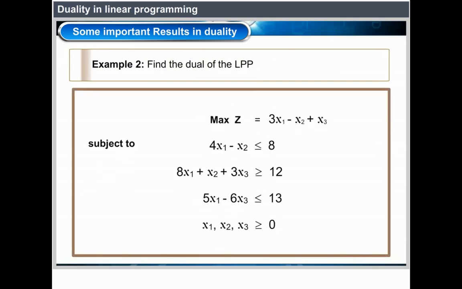Maximize z equal to 3x1 minus x2 plus x3 subject to 4x1 minus x2 less than or equal to 8, 8x1 plus x2 plus 3x3 greater than or equal to 12, 5x1 minus 6x3 less than or equal to 13, and x1, x2, x3 greater than or equal to 0.